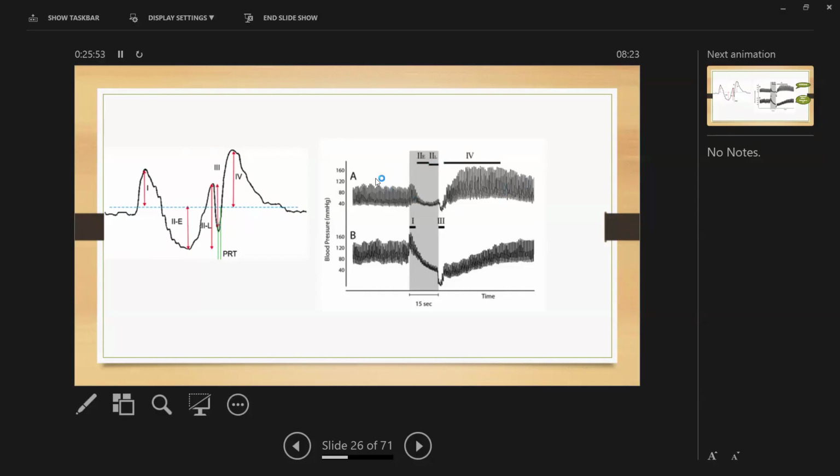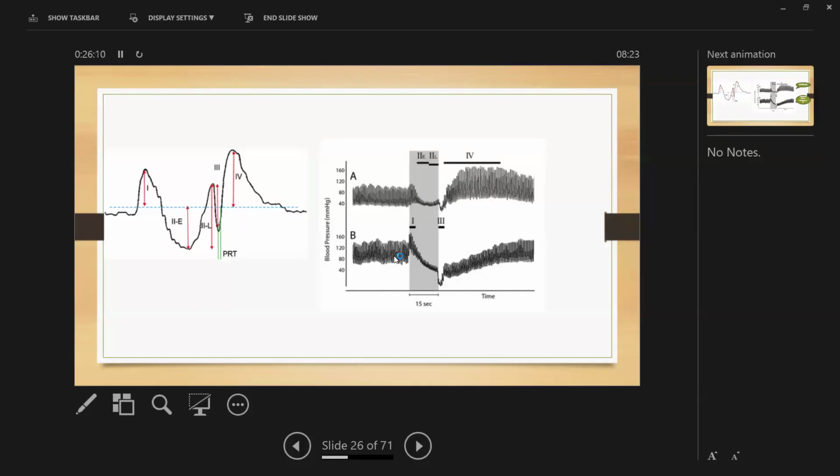Here in A, you can see there is a first initial increase, and then there's a mild fall in BP. Then in the late phase, there's a mild increase, and finally the third phase, fourth. All four phases are present. So it is a normal thing.